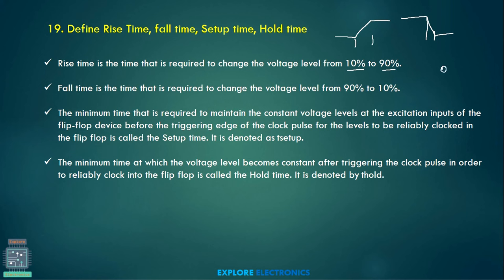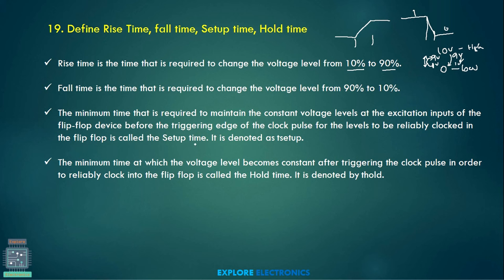Suppose you are taking 0 as low and 10 volts as high, and the value is changing from 0 volts to 10 volts. From 1 volt to 9 volts rise, the time gap we take will be called rise time. Similarly, fall time is the reverse case. When a value is changing from 1 to 0, meaning 10 volts to 0 volts, the time taken from 9 volts to 1 volt will be called fall time.